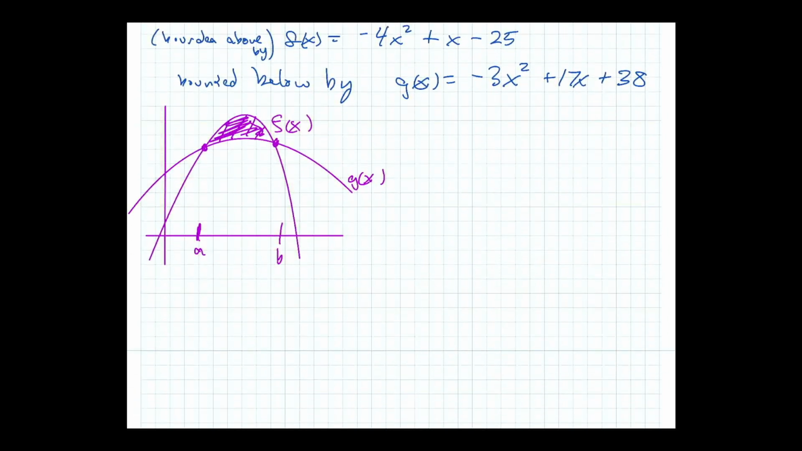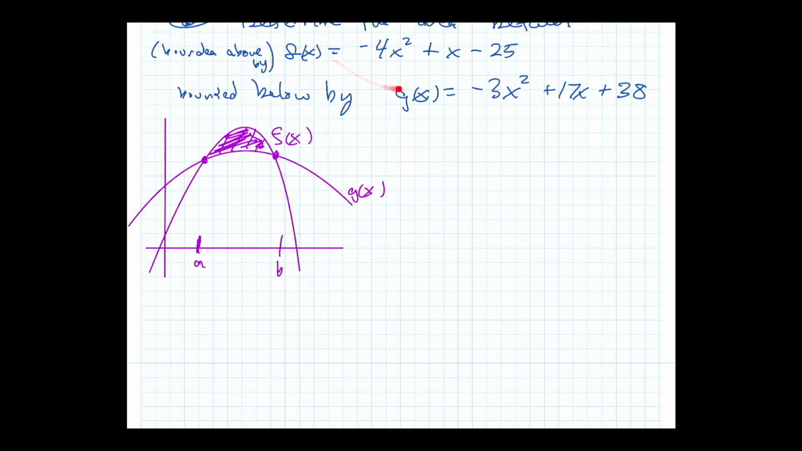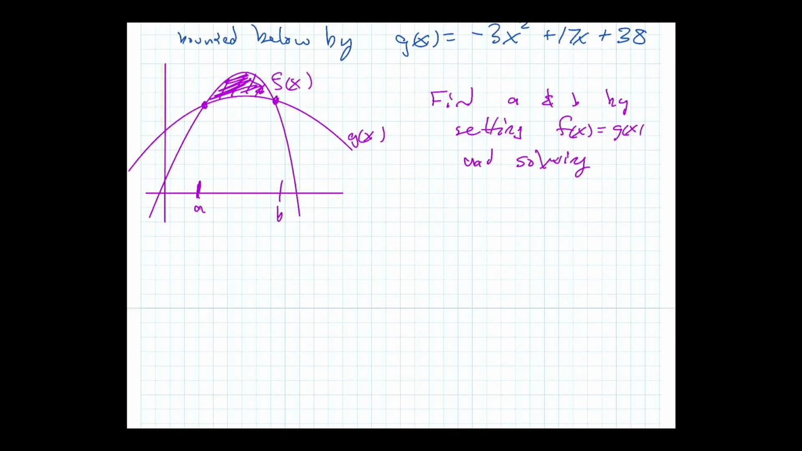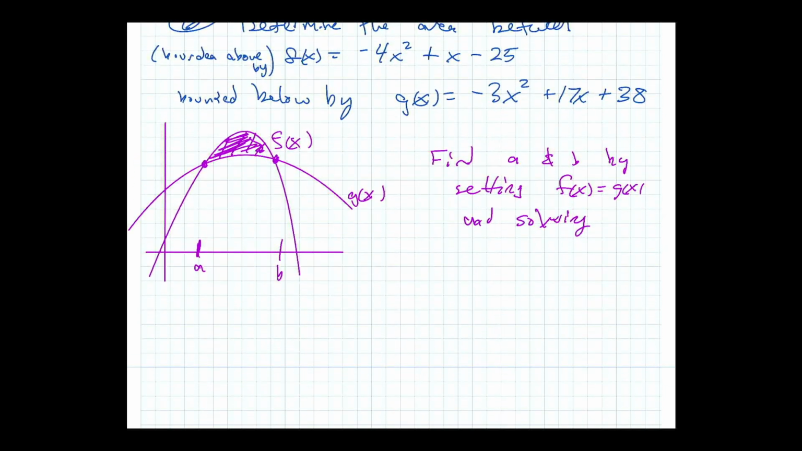So if you wanted to find them by hand, what you would do is you would set f and g equal to each other. And so that's what we'll do. So we'll find a and b by setting f of x equals g of x and solving for x. So what will we get? We got f equals negative 4x squared plus x minus 25. That's f. And g equals negative 3x squared plus 17x plus 38.